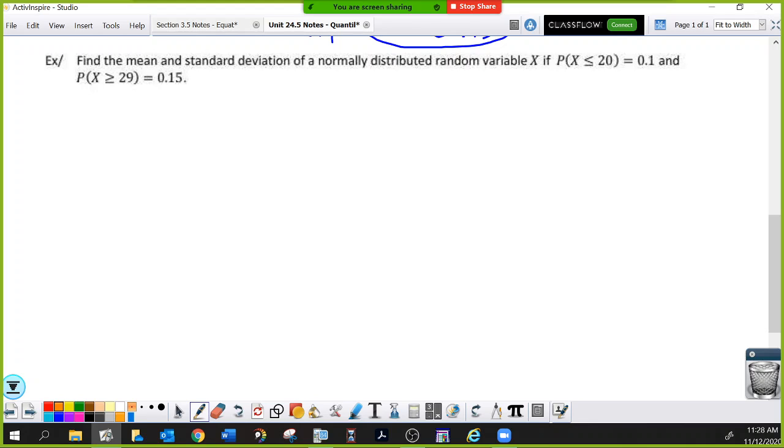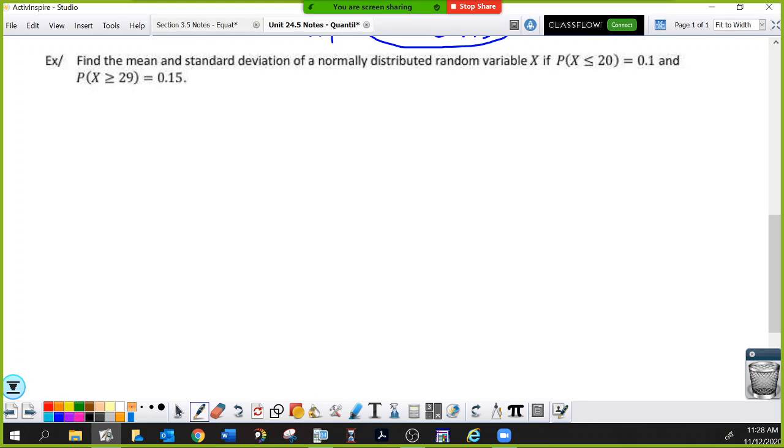Find the mean and standard deviation. Again, the moment you don't know one of those, you instantly know you're working z-scores. That's the dead giveaway. Oh, I don't know mean and standard deviation? Z-scores. Dead giveaway, okay? Find the mean and standard deviation of a normally distributed random variable x. If the probability that x is less than or equal to 20 is 0.1, then the probability that x is greater than or equal to 29 is 0.15.